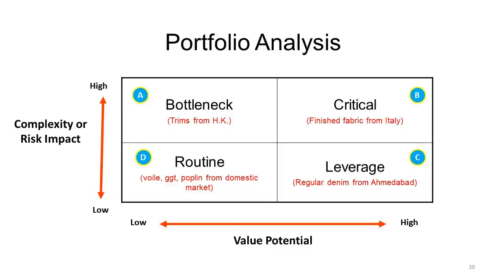So you're going to lose 12 days at least. And 12 days is such a long time that your order will get delayed. So the value is very less, but the complexity is very high. So that's why you call it a bottleneck.